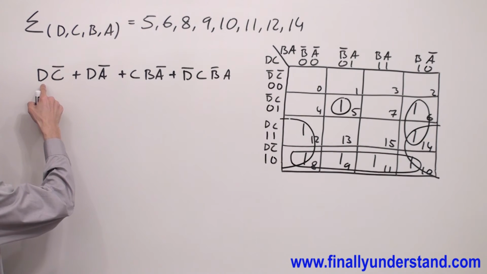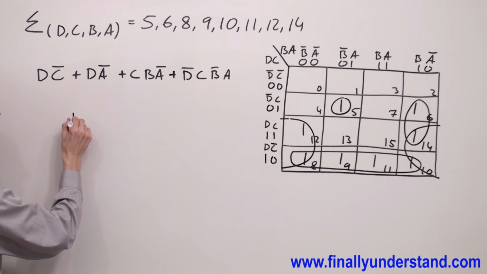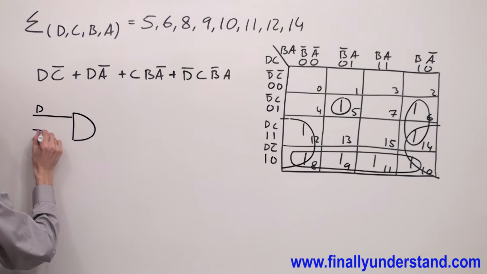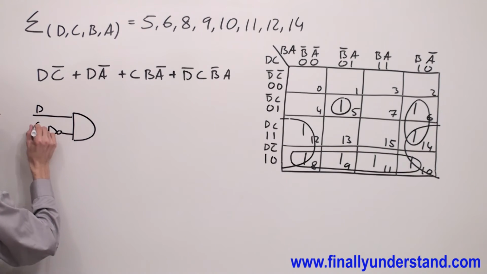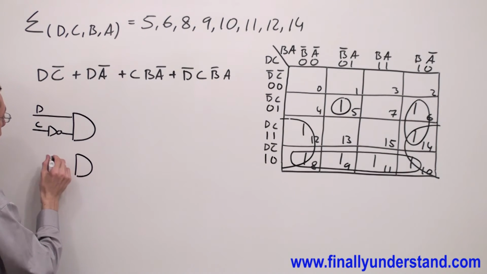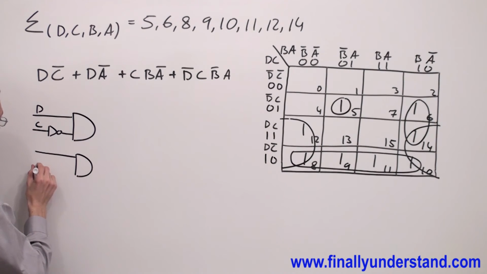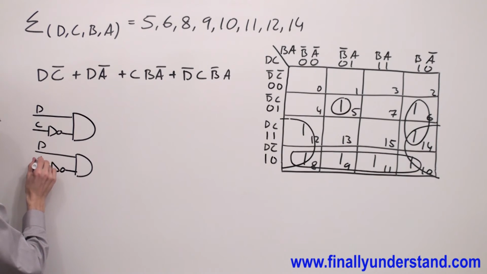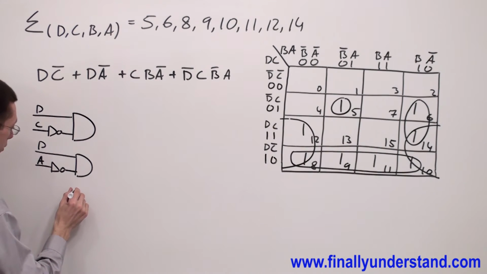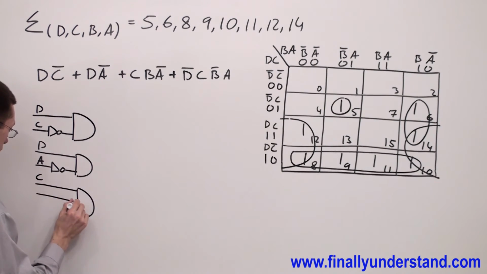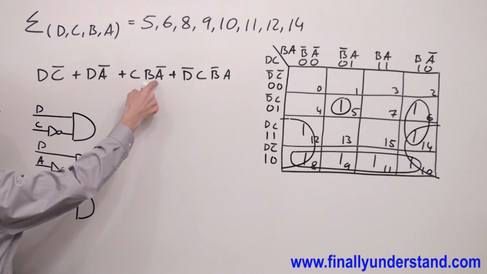So we have an AND gate with 2 inputs. I have input D, and I have input C naught, and I have input D, and I have input A naught. I have input C, B, C, B, and I have A naught.